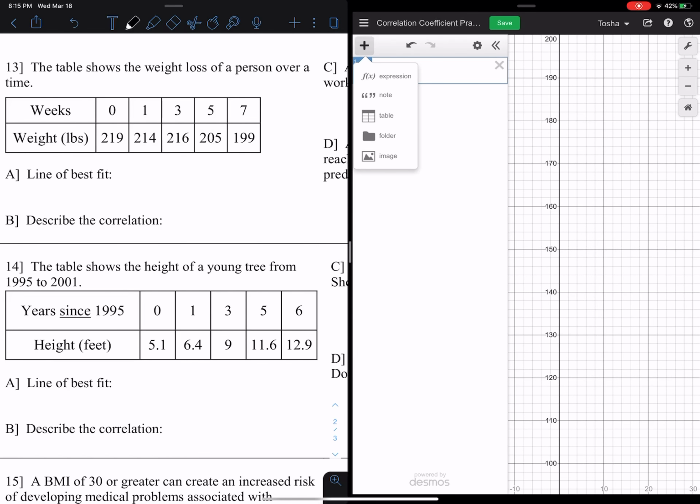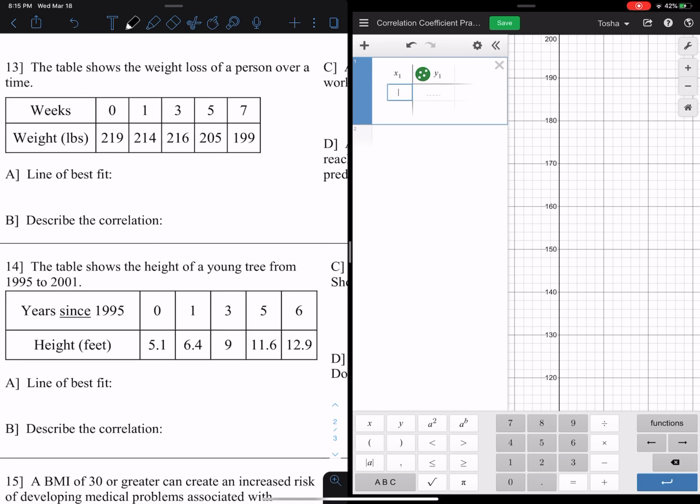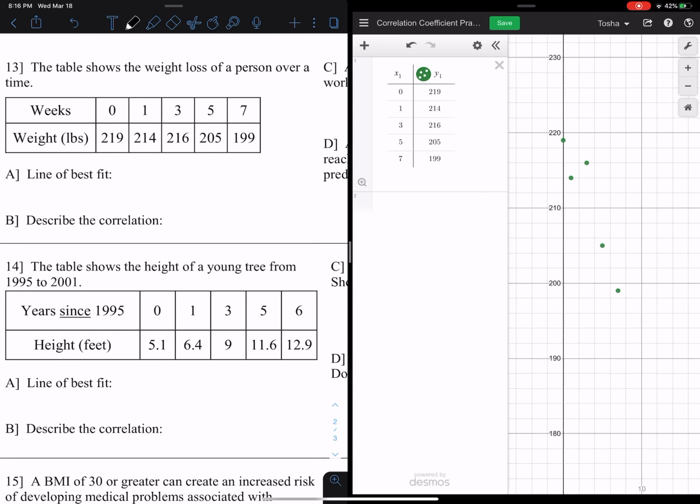So now I'm going to put in a table just like we do when we want to put on a scatter plot, because we need x and y for points. So we have 0, 1, 3, 5, and 7. Those are our x values. That's the weeks that they've been losing weight. And then we have 219, 214, 216, 205, and 199. So as you can see on my graph, we can barely see one of the points.